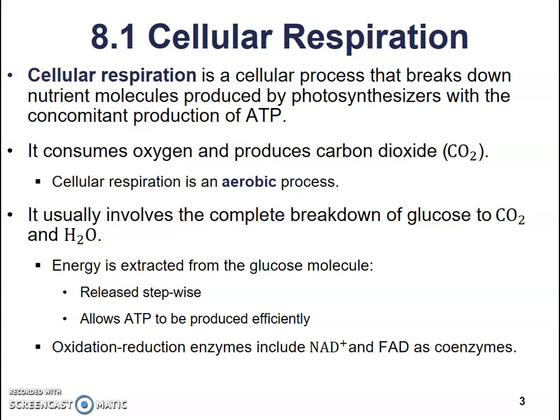Energy is extracted from the glucose molecule in a stepwise release process, and it allows ATP to be produced very efficiently. It involves oxidation reduction enzymes that include NAD+ and FAD as coenzymes, so they are parts of the enzymes that make these reactions happen. They are very important. As you will remember, most chemical processes would not occur without some kind of enzyme facilitating it.